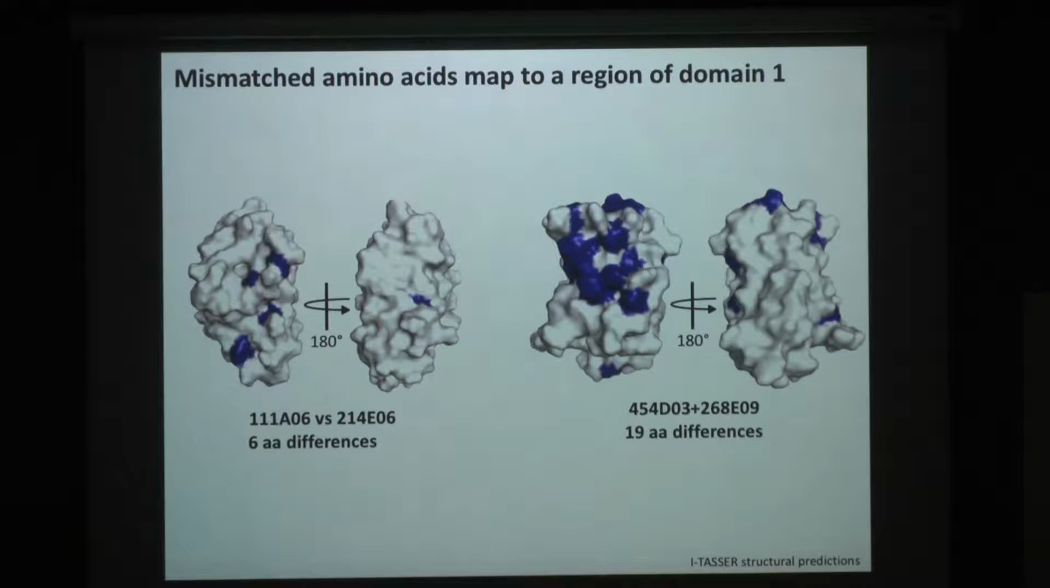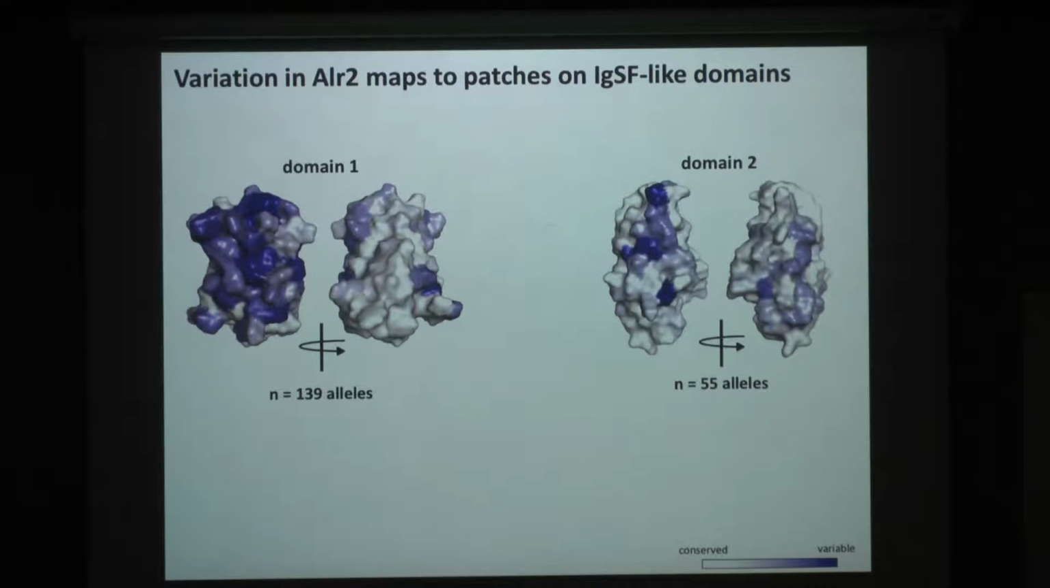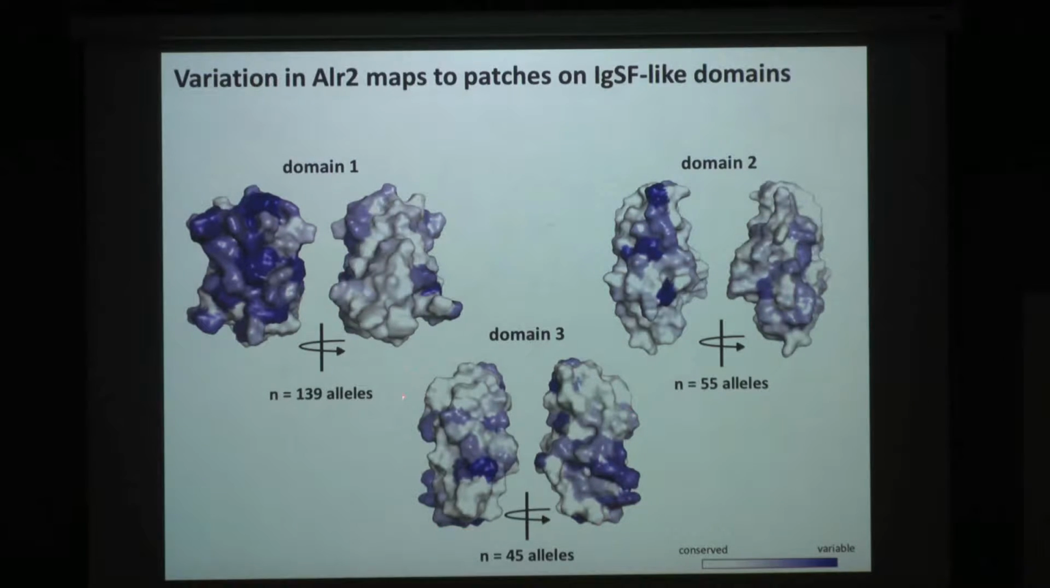And so we went to that big sample of alleles, we had 139 complete allele sequences, and we mapped all the variation. What you see is that one side of this domain has nearly all the variation. The back of it is completely conserved. If you look at the second domain down on this protein, there are these little hotspots of variation. The back is fairly well conserved. And by the time you get to the third domain, there's really no clear, obvious hotspot for the variation.